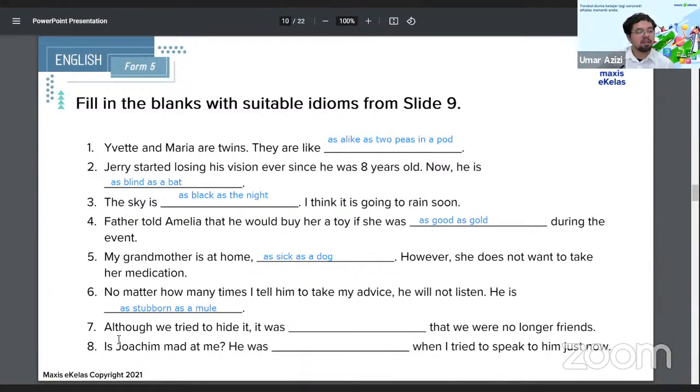Okay, number 7, although we tried to hide it, it was something that we were no longer friends. So it's something that we can identify, we can see. What idiom talks about the ability to see something? As plain as day. I know, very fast with the answer. As plain as day.